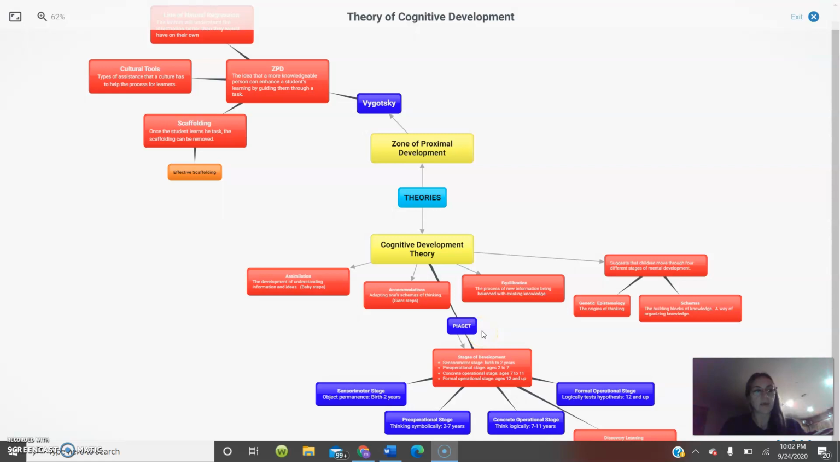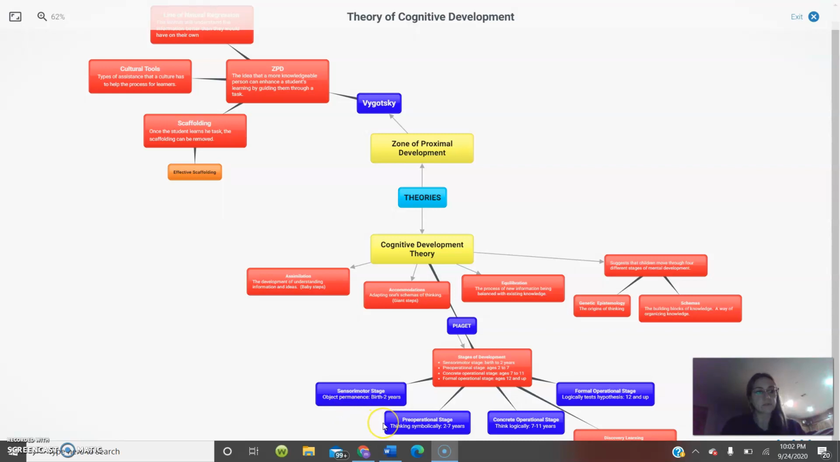Piaget suggests that children move through 4 different stages of mental development. Those stages are sensory motor, pre-operational, concrete operational, and formal operational. The sensory motor stage is birth to age 2, and this is where they start to gain a knowledge of object permanence. So they'll start to recognize that an object still exists even if it's hidden.